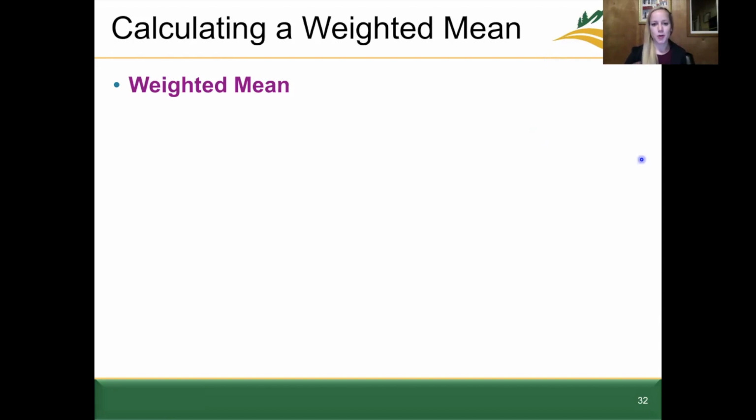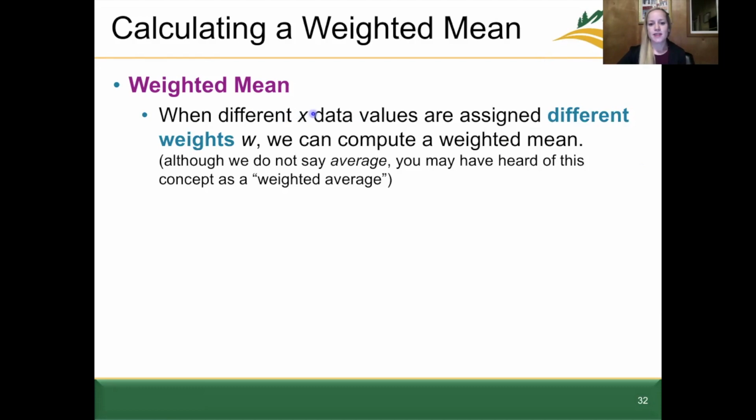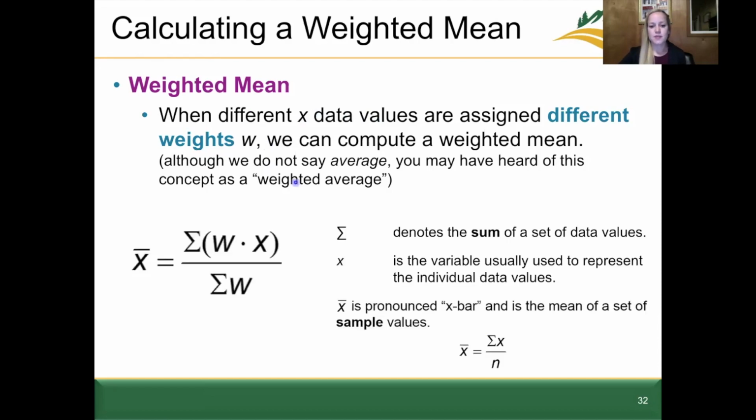Next, we're going to talk about a weighted mean. When different x data values are assigned different weights, we can compute a weighted mean. Although we don't use the word average, you may have heard of this concept before when calculating a weighted average. It's the same thing, but remember we're calling it a weighted mean. Here are the symbols that you've seen before: sigma, the summation. We're going to sum everything that's in parentheses here. A new symbol is lowercase w, which represents the different weights. Then in the denominator, we take the summation of all the weights.